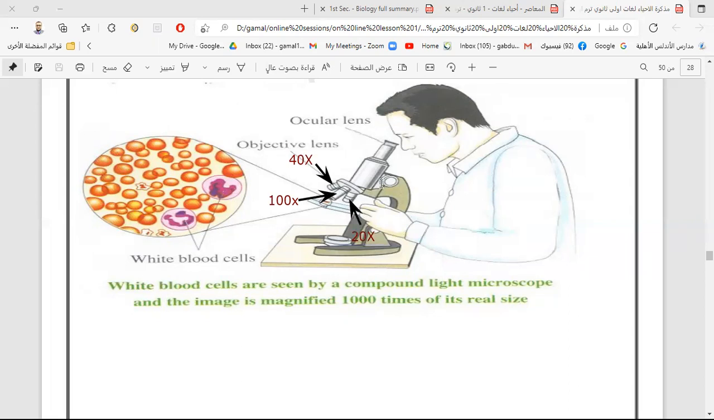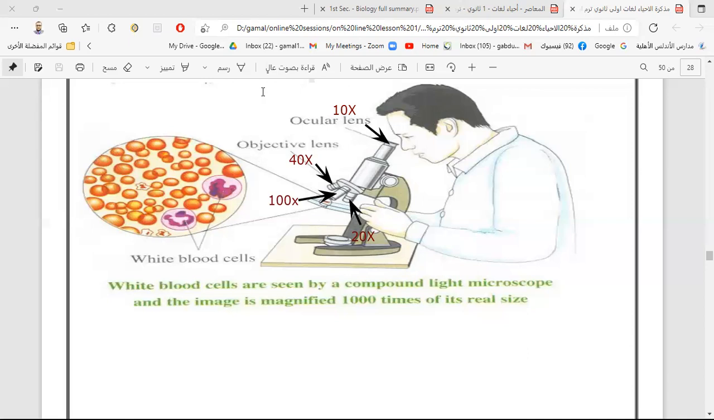And the ocular lens is one lens only, so its magnification is constant. For example, it may be 10x. What is the total magnification of the microscope? The total magnification of the microscope will be the multiplication of the power of the two lenses. We have the ocular lens and the objective lens.